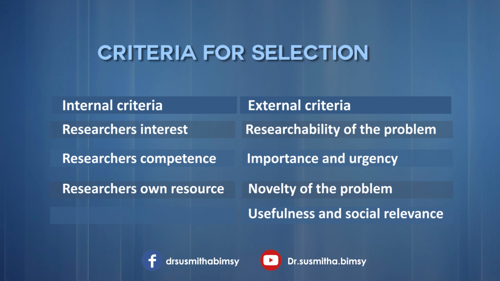And third one, novelty of the problem. It means the originality. If the problem is already studied thoroughly by others, there is no need to waste one's time and energy on the problem again. Lastly, usefulness and social relevance. So, while selecting the problem, care should be taken that it must be socially relevant. That is, the problem should make a significant contribution to the concerned body of knowledge. Usefulness of research indicates that, after conducting the research, you may be able to provide a solution to some significant practical problem. So, these are the important external factors.